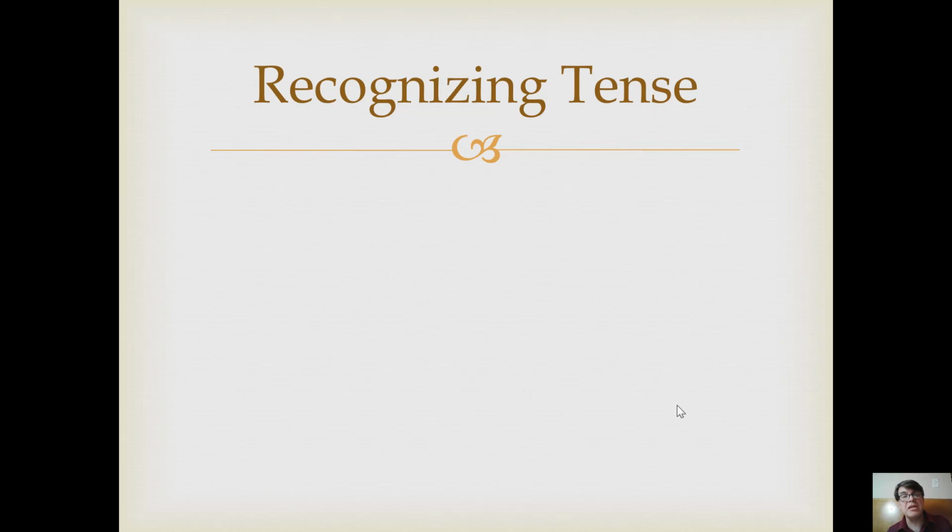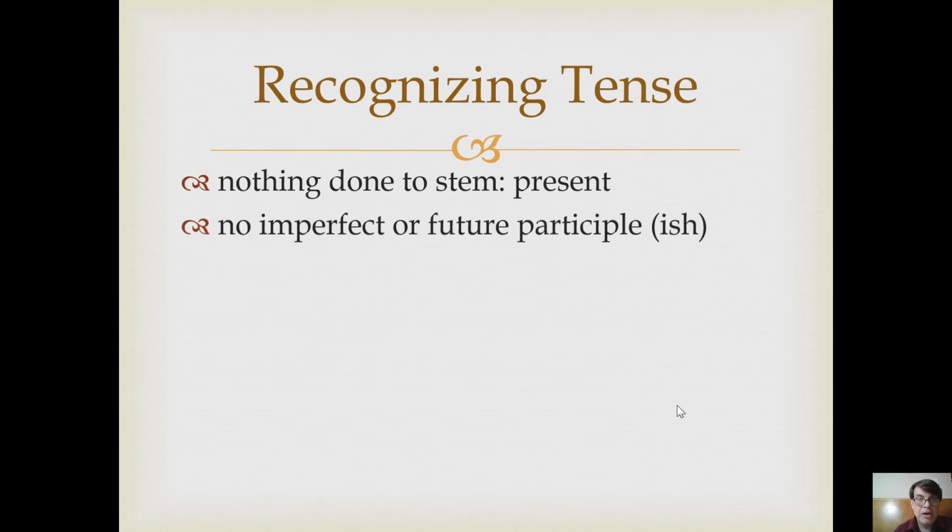How do you recognize tense in a participle? Good news. You recognize tense in a participle pretty much the same way you recognize any tense, and that is by knowing the stems. Remember, luo, luso, elusa, leluka, lelumai, eluthen. The principal parts of a verb tell you what the tense indicators are. So if nothing's done to the stem, then it's a present participle. There is no imperfect participle, okay? Good news.